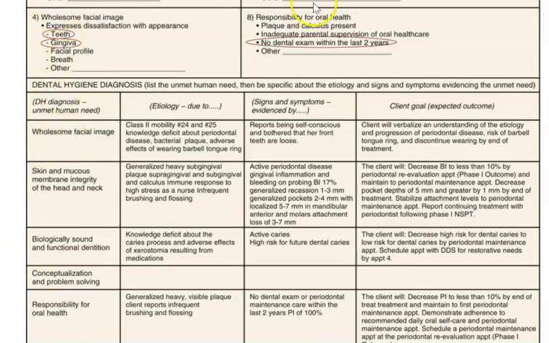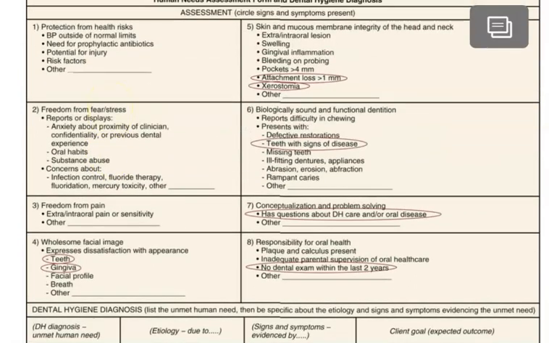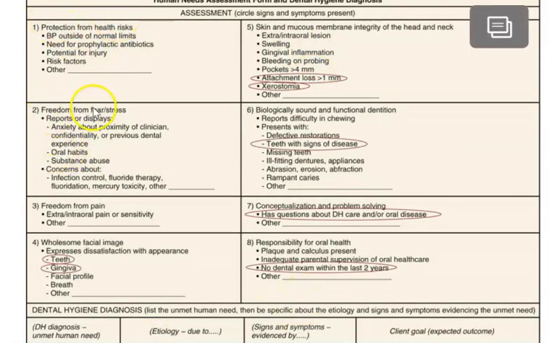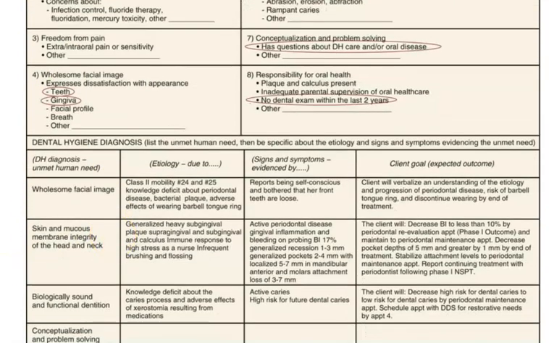So there's 8 unmet human needs that we saw before. These are the 8 unmet human needs: protection from health risk, freedom from fear and stress, freedom from pain, wholesome facial image. You would write this. So this is the unmet human need. Then you will figure out the cause, the etiology, the due to.